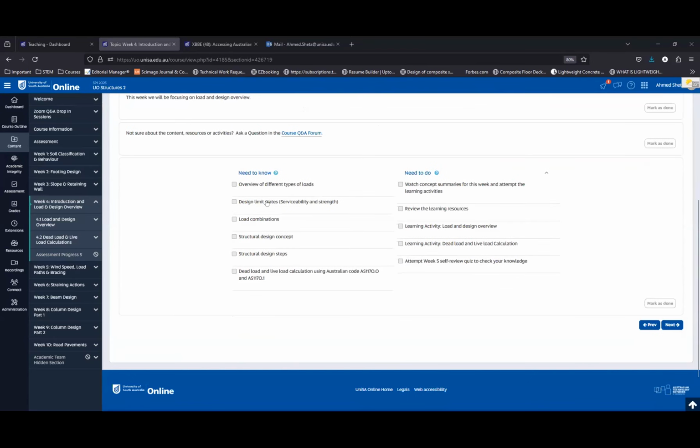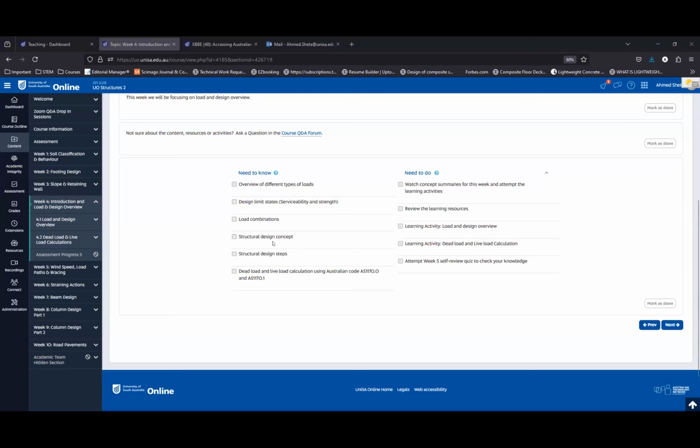In this week, what you need to know is an overview of different types of loads like dead load, live load, wind load, and so on. The second topic is the design limit states. We have two types of design limit states, serviceability limit state and strength limit state. The third one is load combination. As you know, we have different types of loads, dead and live and wind and so on. So we need to make combinations of the existing loads to find the critical load combination.